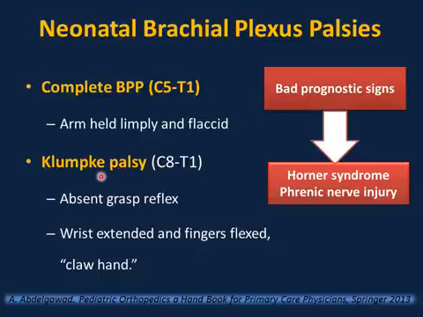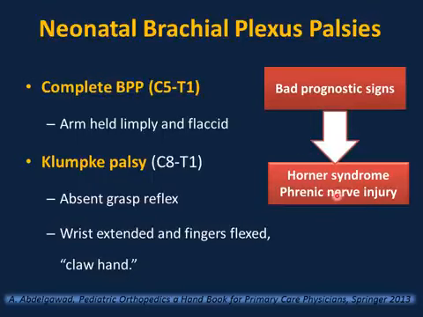Klumpke palsy mainly affects the hand, so you will have an absent grasp reflex. Remember, in Erb's palsy the grasp reflex is positive, here it is absent, it is negative. And you will see the hand, the wrist is extended and the fingers are flexed, and it is well known as claw hand. Bad prognostic signs: Horner syndrome and phrenic nerve injury.